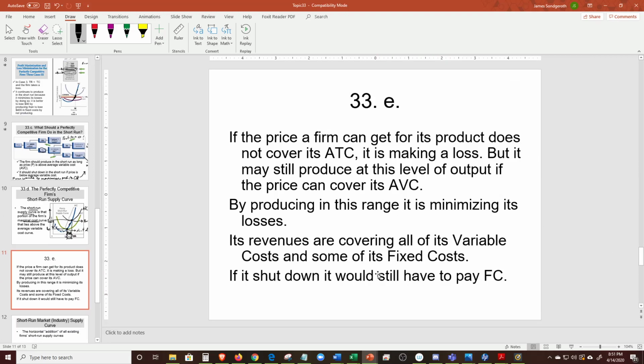And let's see what we got here. If the price a firm can get for its product does not cover its average total cost, it's going to make a loss. That's just what I'm saying. But it may still produce at this level of output if the price can cover its average variable cost. So as long as it can cover all of its variable cost and some of its fixed cost, it will be minimizing its losses, okay? If it's shut down, it would still have to pay fixed cost, so therefore it's minimizing it.